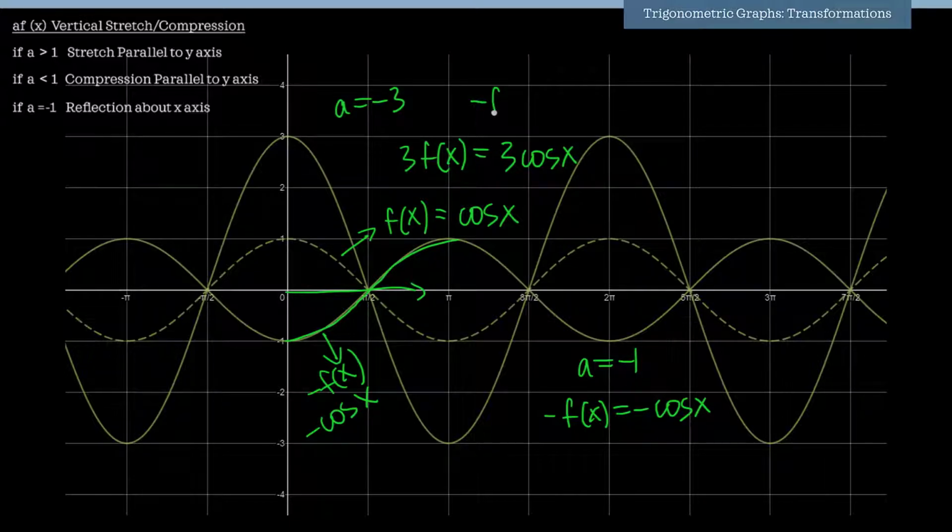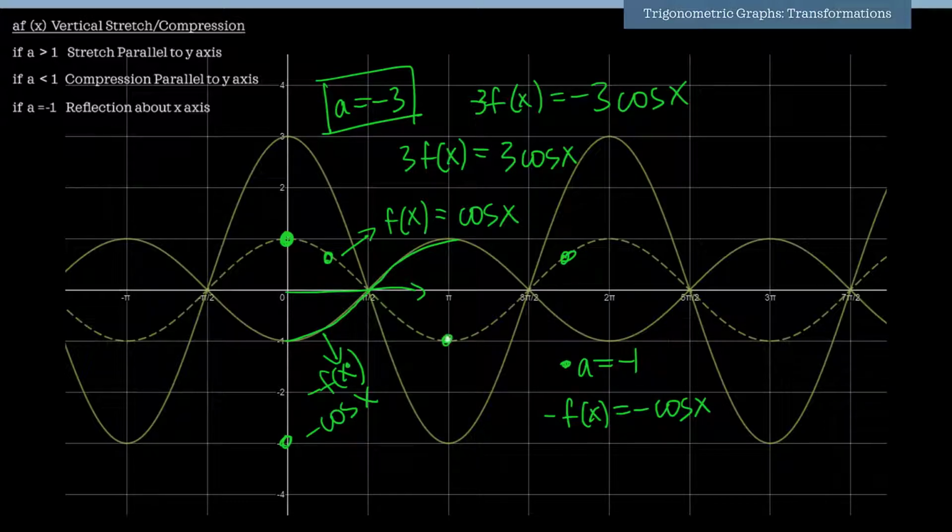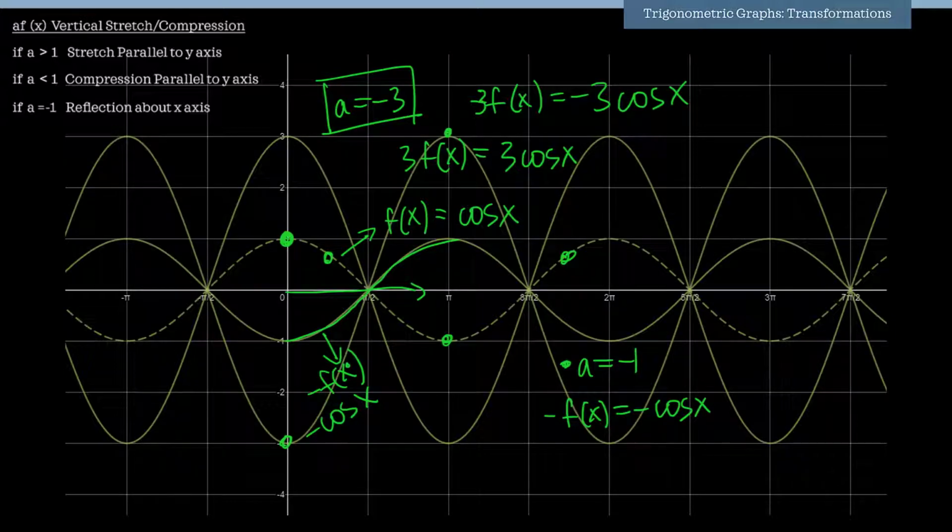Now let's suppose that a was minus 3. So I am looking at a graph of minus 3 f of x, or in other words minus 3 cosine x. Each value of y on my original graph of cosine x is going to get multiplied by minus 3, because the value of a is minus 3. So this point which was at 1 is going to go to minus 3, these points at 0.5 are going to go to minus 1.5, and this point which was at minus 1 is going to go to positive 3. So this graph is going to look like this. This is the graph of minus 3 f of x, or minus 3 cosine x here.